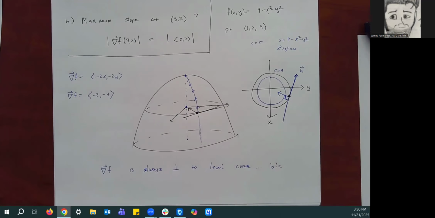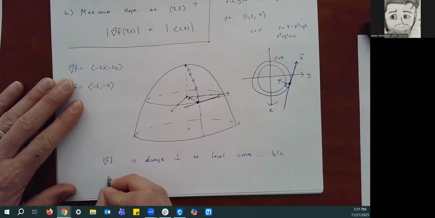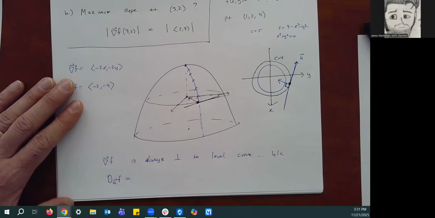Let me ask you a question. If I'm standing on this hillside and I travel in the direction of the level curve, which is always at the same elevation, so the elevation doesn't change, what's the rate of change of my elevation? In other words, the directional derivative in that direction is 0. So the directional derivative in the direction of the level curve had better be 0.